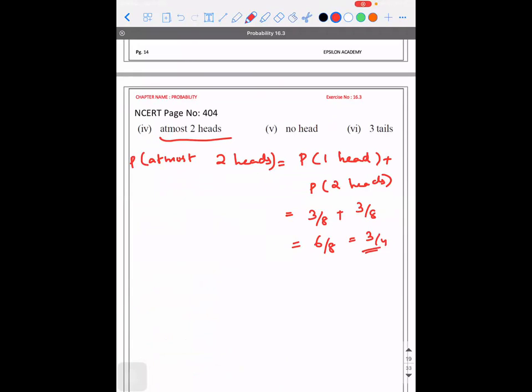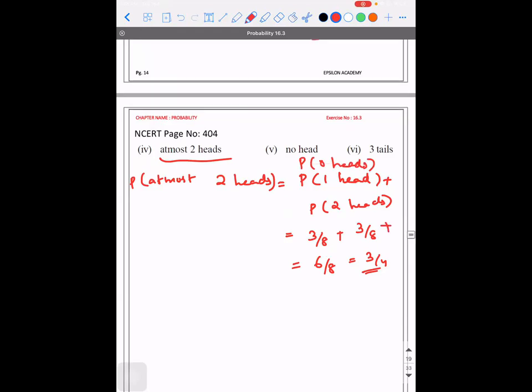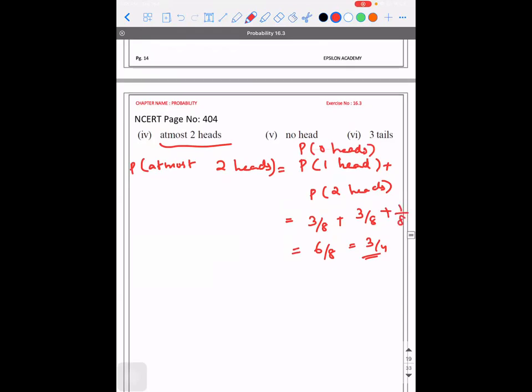I have a doubt, sir. At most 2 heads means I can get 1 head or 2 heads. I also need to include getting no heads, no? What is the probability of getting 0 heads? That is 1 out of 8. So the answer will be 7 by 8.